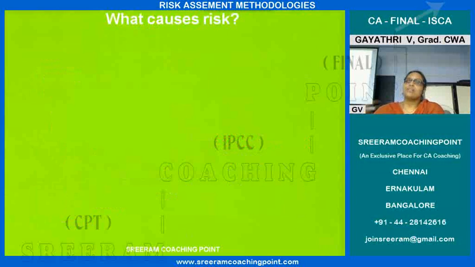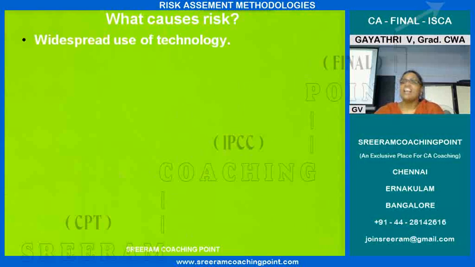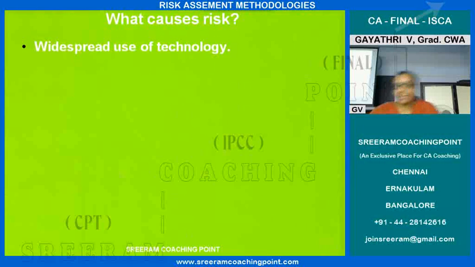What causes risk? It could be anything. There is no need at all. Life is prone to risk. Yes? But from a systems point of view, you will see. Widespread, see, typically I will tell you one thing. So widespread use of technology. Now what has happened here? Because of widespread use of technology, there is more access.